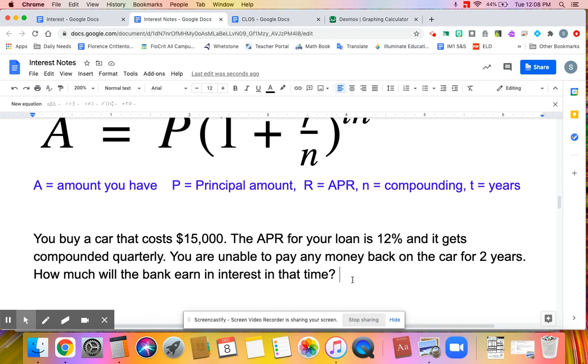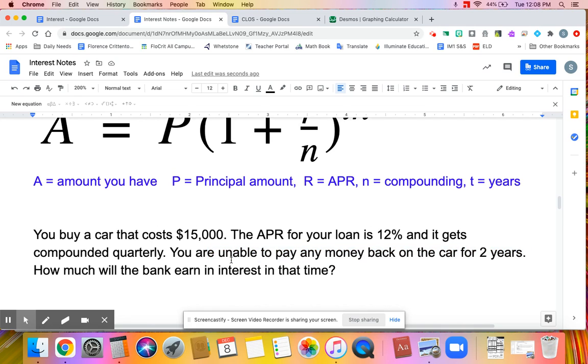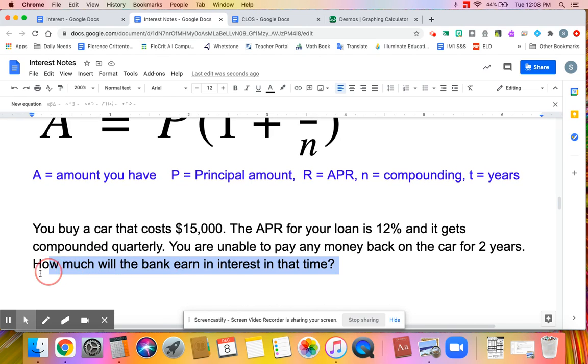So here's the truth. If you go 2 whole years without paying back a loan, they're going to come take that car from you. So they're going to take it, and you're going to owe them money. However, let's pretend that didn't happen, and let's just answer this question.